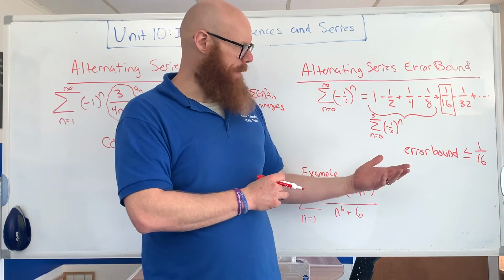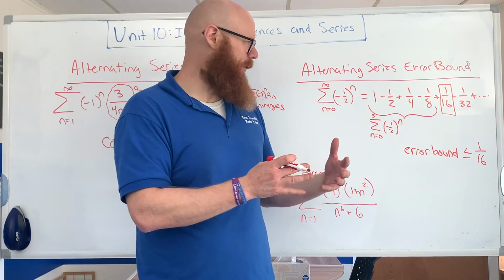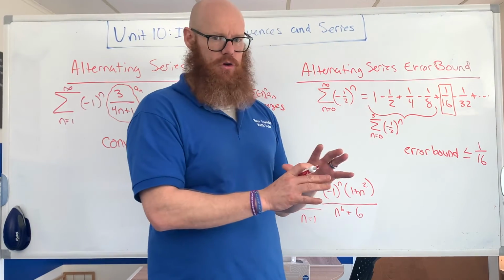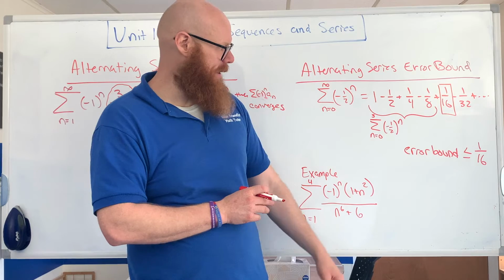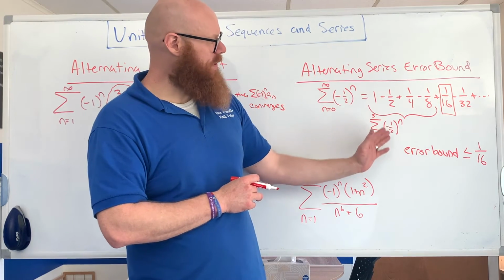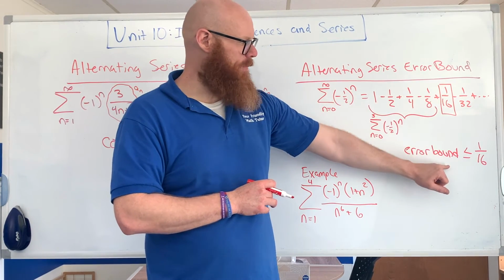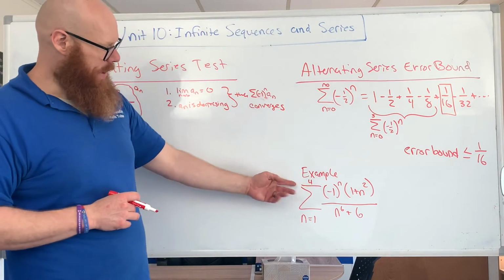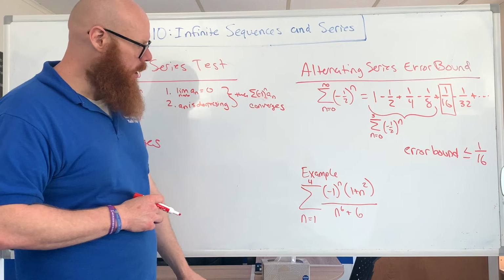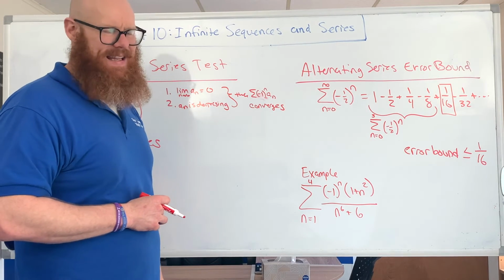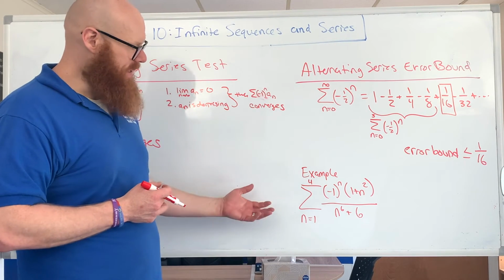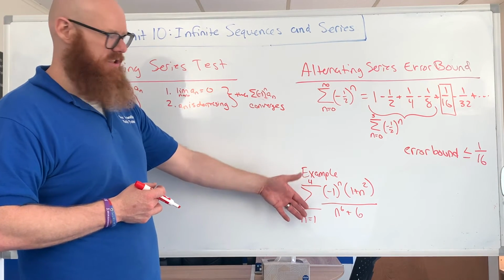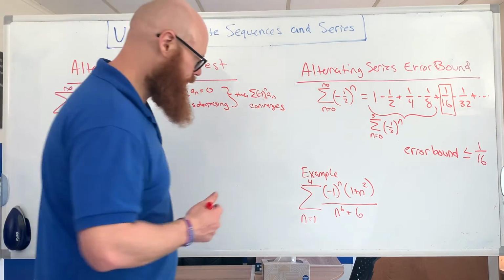I'm not sure if that made any sense, but hopefully it did. If not, find another video that explains just this topic, and I'm sure they'll do a much better job. But what we need to know is that the first unused term is the error bound. So if you just look at a quick example, here we're only looking from 1 to 4, so it wants to know what is the error bound. Basically, how close is this to the infinite series?